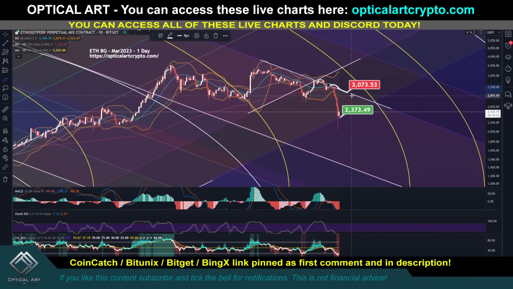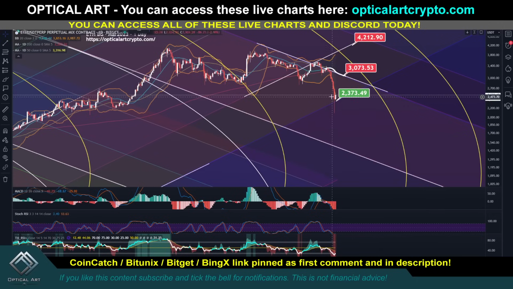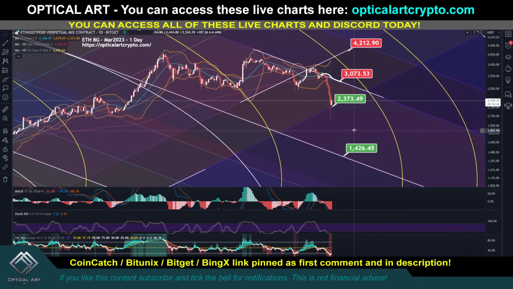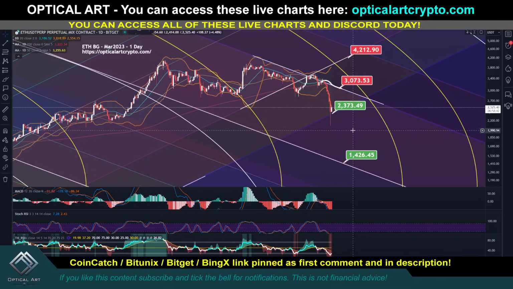Obviously, if we hold above that and that becomes support, well, you can tell your next resistance level is going to be all the way up here around $4,212. If 2,373 breaks, again, I need to update this chart. But the next major support level I have is down around 1,400, and that would be one heck of a drop. But I just want to show you how these charts play out and how you play the charts, because I'm going to be creating a lot of new charts.